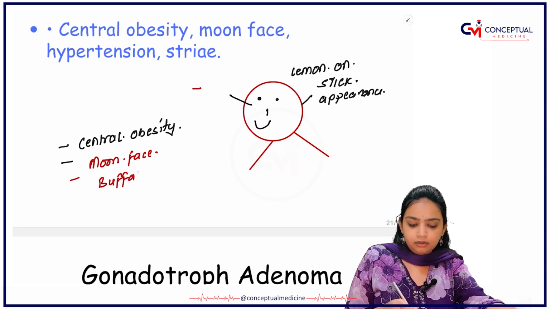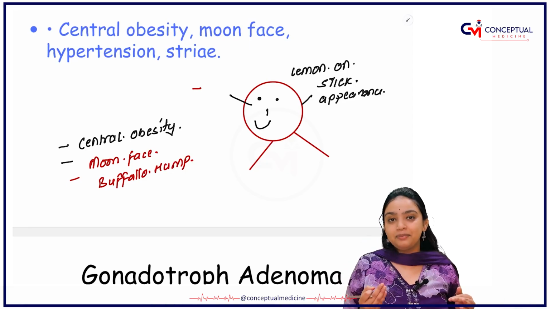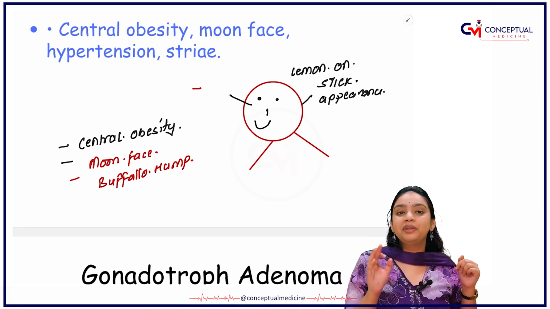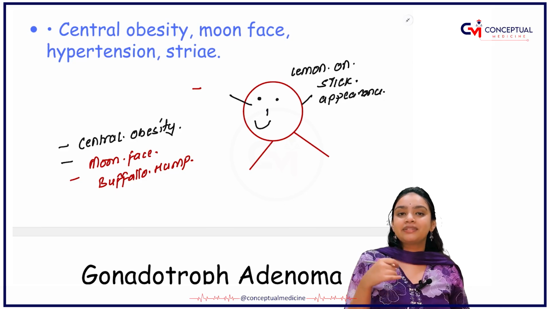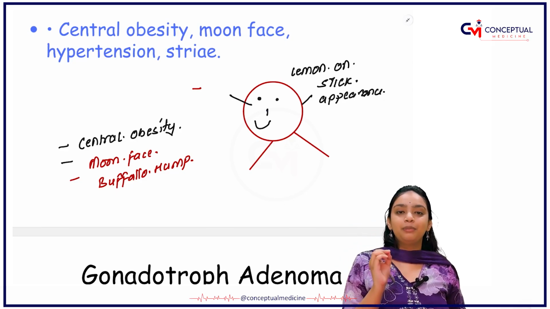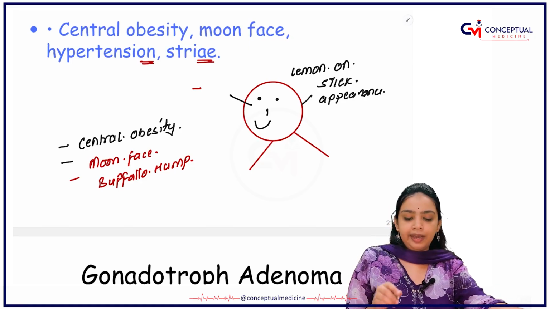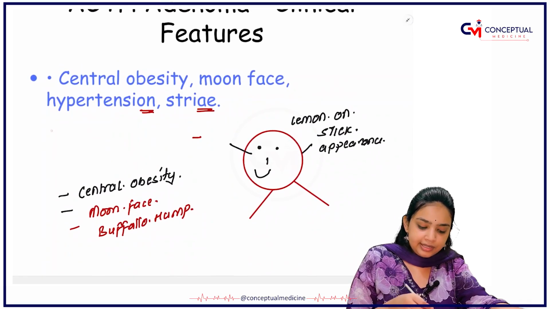Okay. I hope you know how a buffalo hump looks like. Okay, I'm not going to tell you that in detail because I know you are living in India. You know how a buffalo hump looks. Okay, there will be hypertension and there will be striae. Okay, now I'll tell you what striae is.